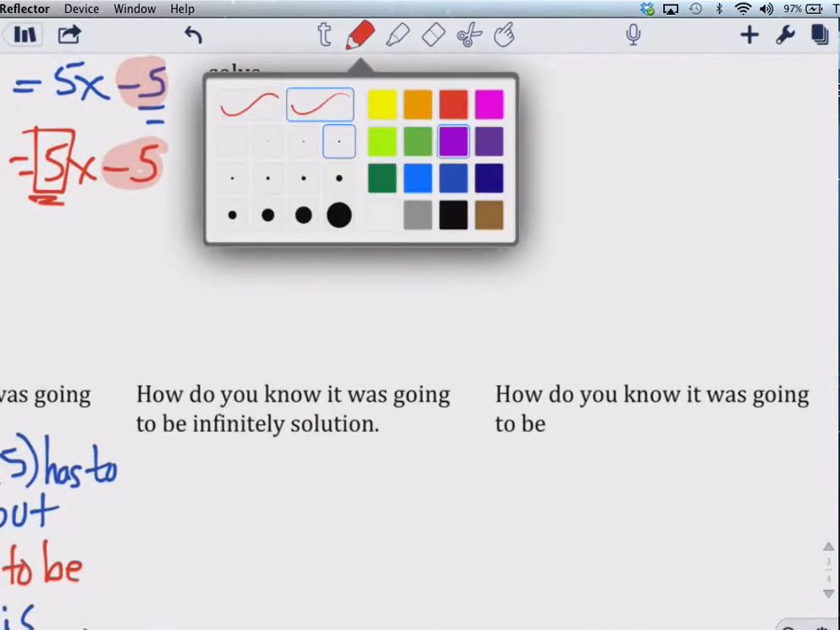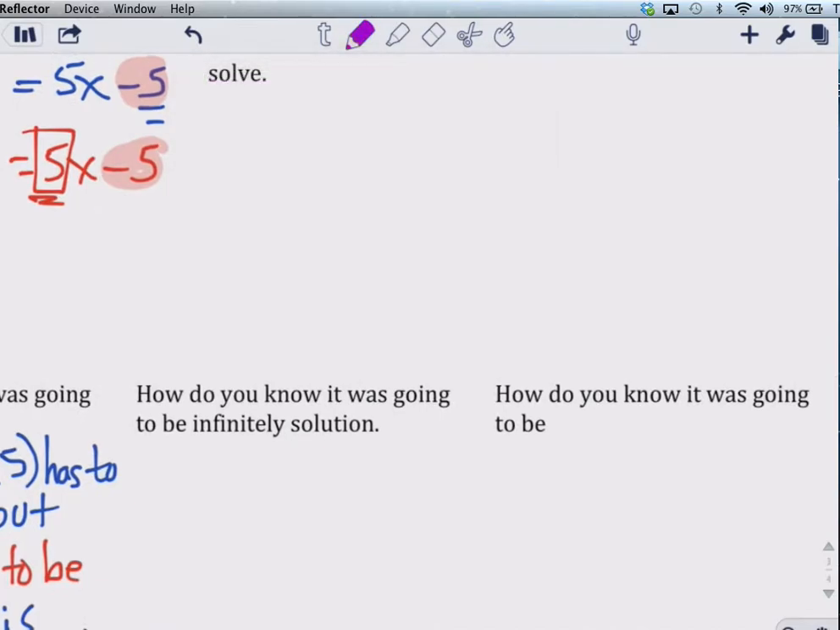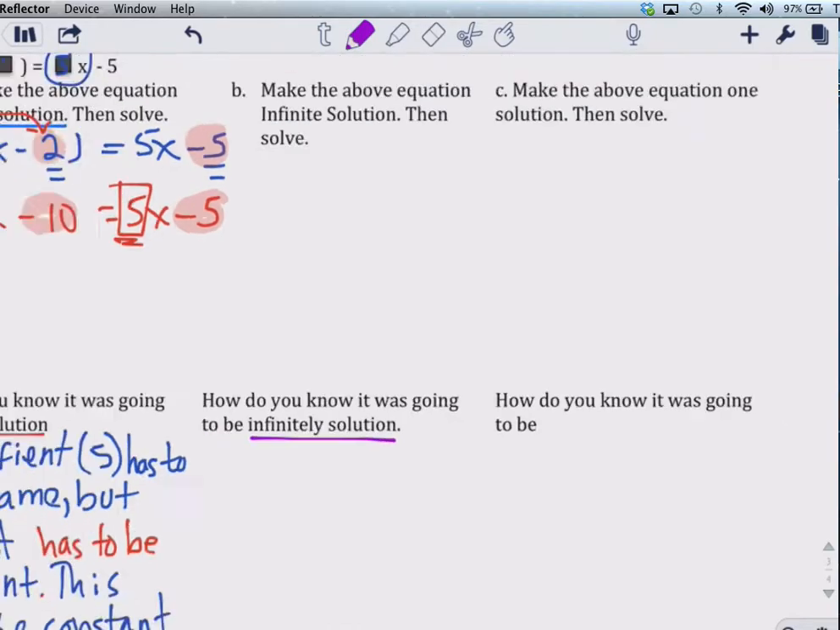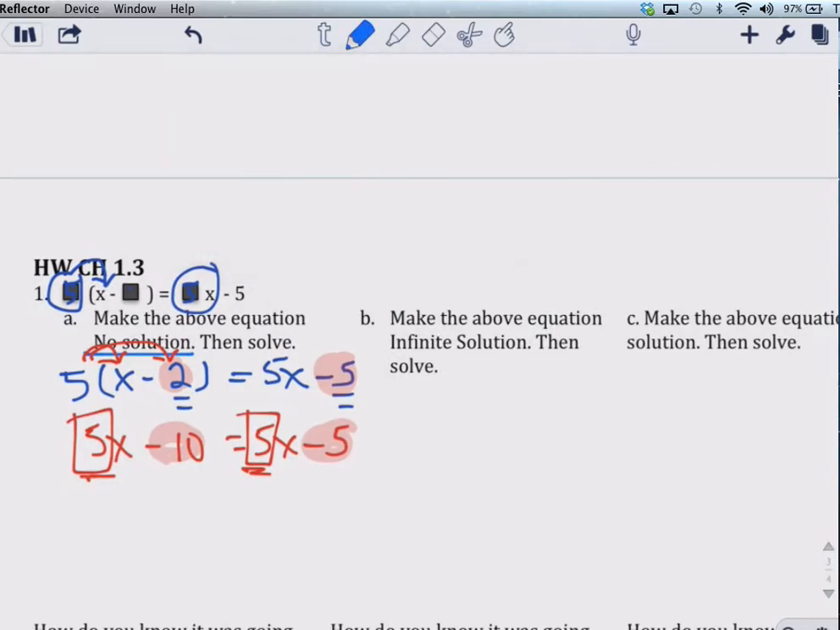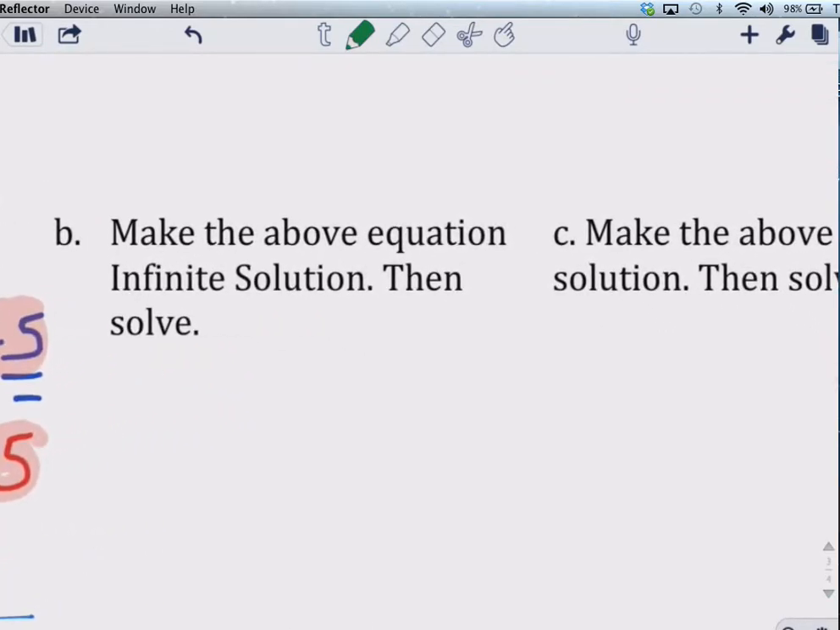How do you know if it's going to be infinite solution? Well, let's make it infinite solution. Oh, let's prove this further. Minus 5x minus 5x, you get negative 10 does not equal to negative 5. Makes the problem not a no solution because they're not going to equal.